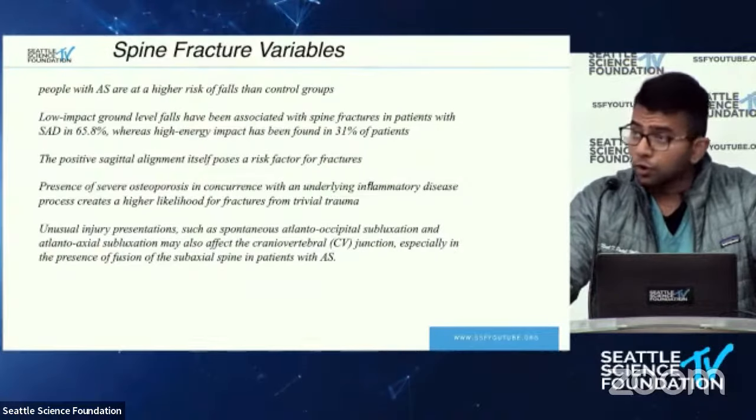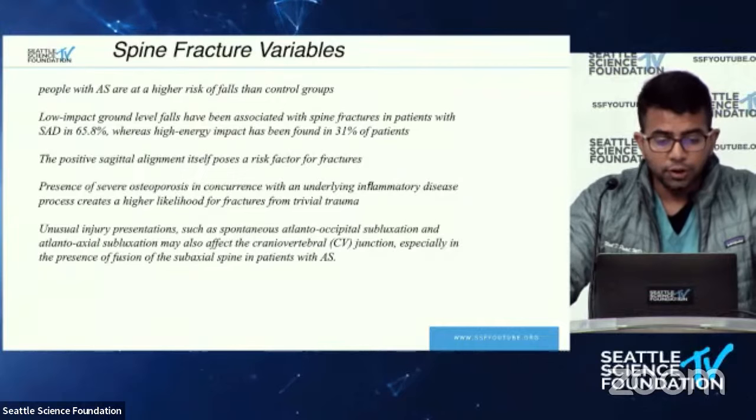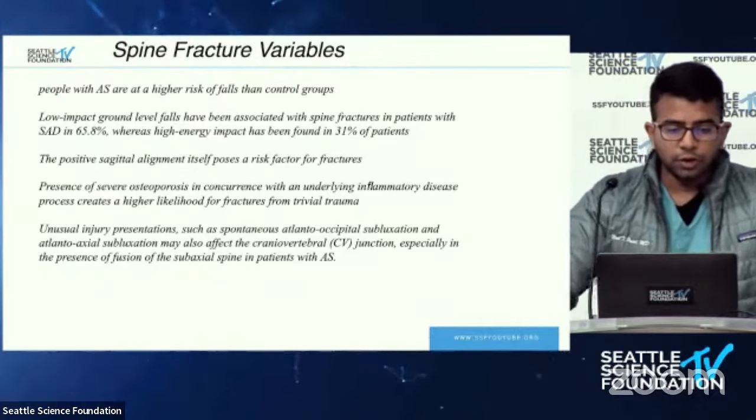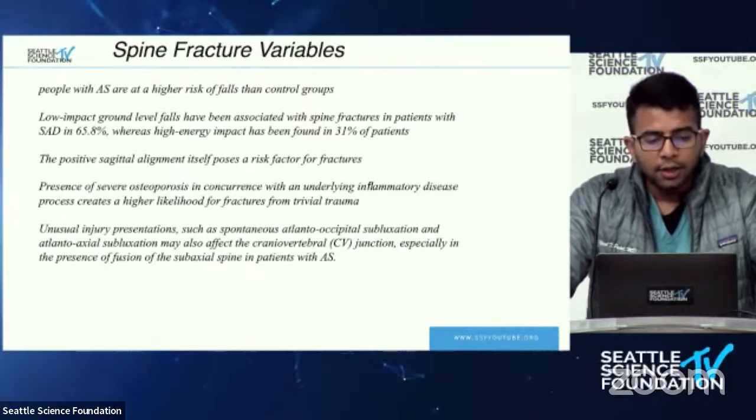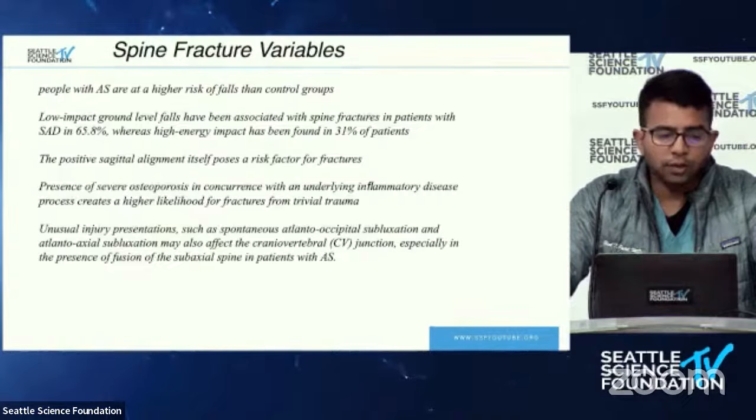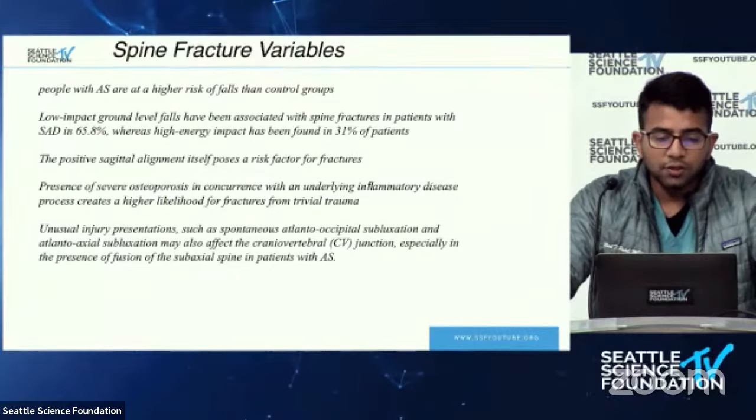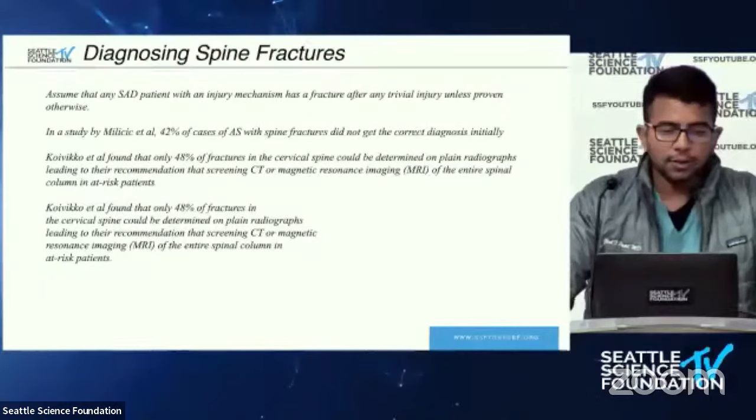Presence of, again, severe osteoporosis, because of calcium deposition in places where it shouldn't be and not depositing where it should, and inflammatory disease, again, leads to higher likelihood of fractures. And then unusual injury presentations do happen in these patients, where they will present with spontaneous atlanto-occipital subluxation or CV junction issues, etc. So something to think of in these patients when you're seeing them.